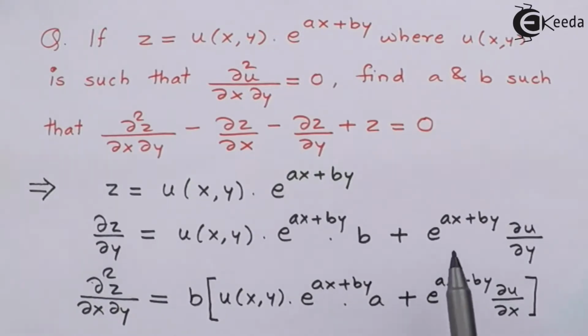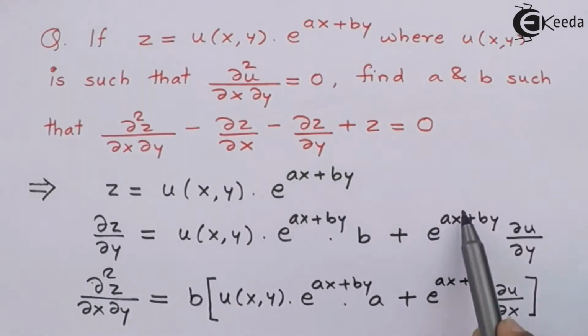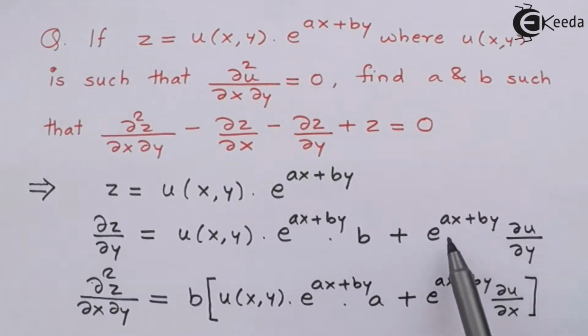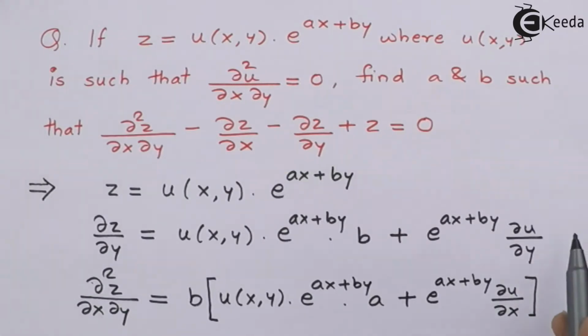Now let's differentiate the second term. The second term is e to the power ax plus by del u by del y, and this term we will partially differentiate with respect to x. So guys, again here in this first function we have x, and if you observe the second function, it is del u by del y. So guys, u is a function of x and y, and when you differentiate with respect to y, it means you consider y as the variable of differentiation. So there might be some terms of x, so we can't say that del u by del y is a constant.